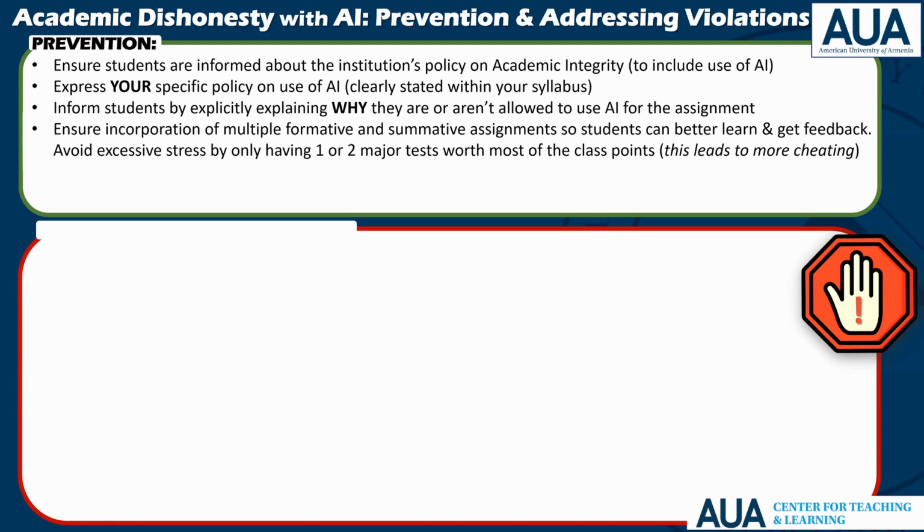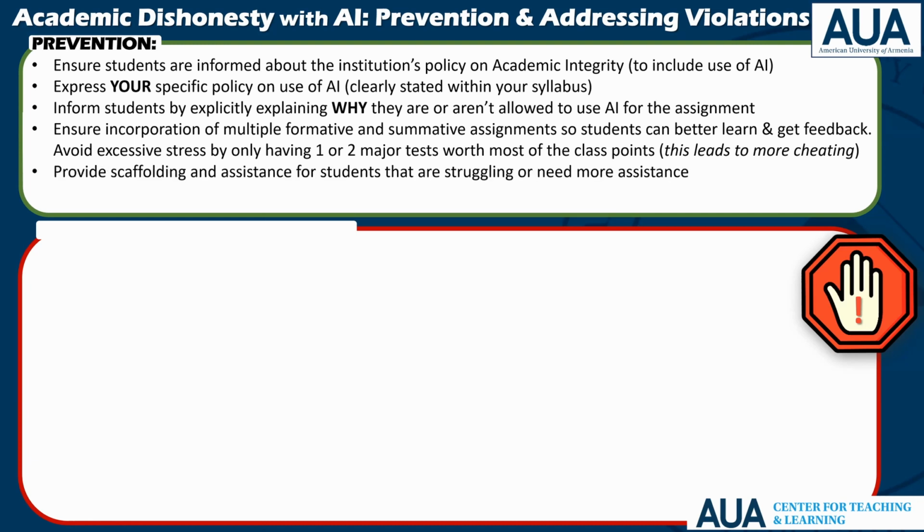Avoid excessive stress by not having only one or two major tests worth most of the class points. It's highly recommended to not just have one exam in the midterm and then one exam for the final. That shouldn't be done, because much research shows that it greatly increases the chances of cheating because it's such high stakes. If we can do more formative assessments so that students see where they're at, they can learn the information better. And by lowering the stakes for some of these big tests, it will definitely help to avoid cheating that could occur.